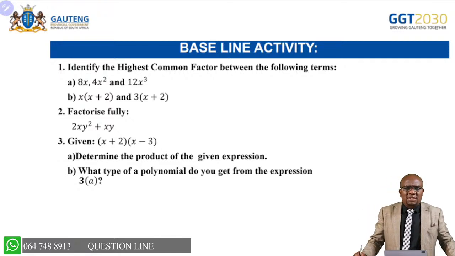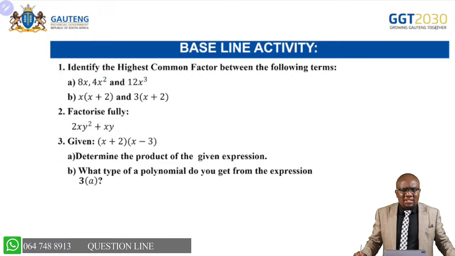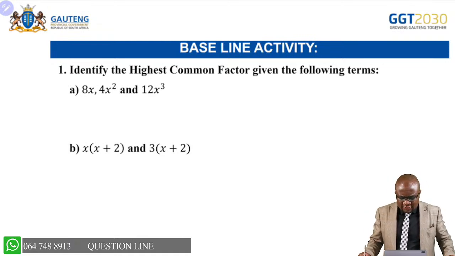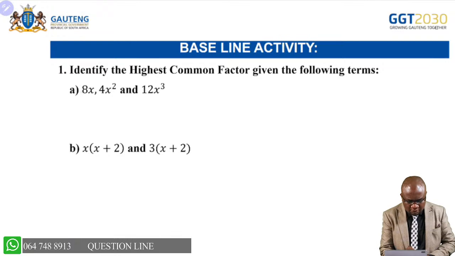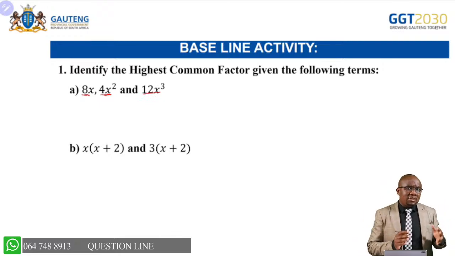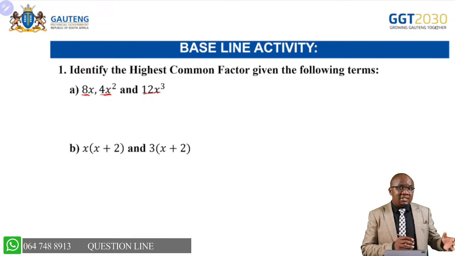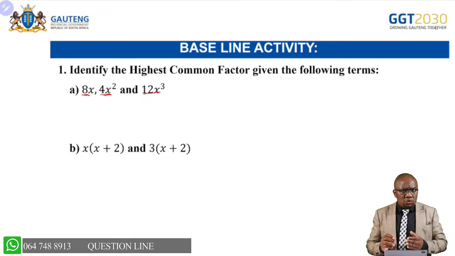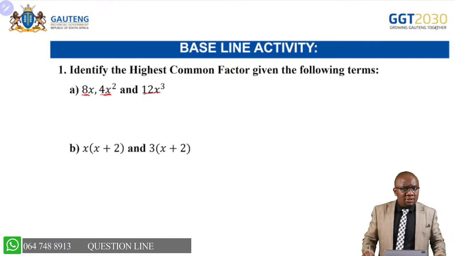Right, now let's do this together. Grade 10s, did you manage to get the answers correct? Let's mark our work. Right, the first one. Identify the highest common factor given the following terms. We have 8x, we have 4x squared, we have 12x cubed. I'm going to concentrate on the coefficients. Coefficients are these numbers before the variables. Right, now we have 8, 4, and 12. What's the highest common factor between those? It should be 4, isn't it?